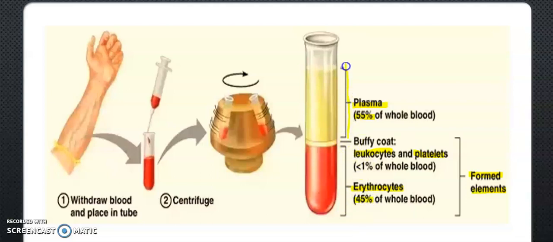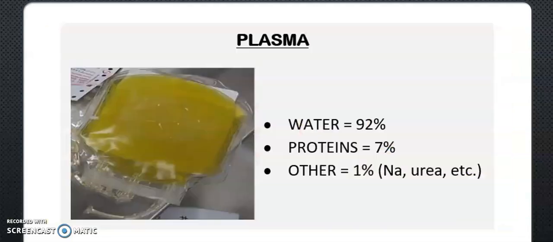If we look at plasma, it's a fluid, and this fluid must contain water. However, this water that you see right here is not crystal clear. The reason for that is because plasma is not only composed of water, but also composed of other substances. If you look at this figure right here, where you see plasma, you can see that plasma is composed of water, 92%, proteins, 7%, and other substances are going to represent approximately 1%.